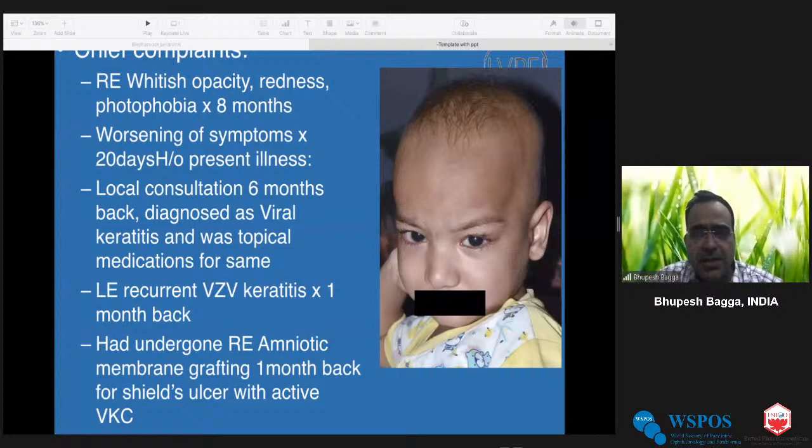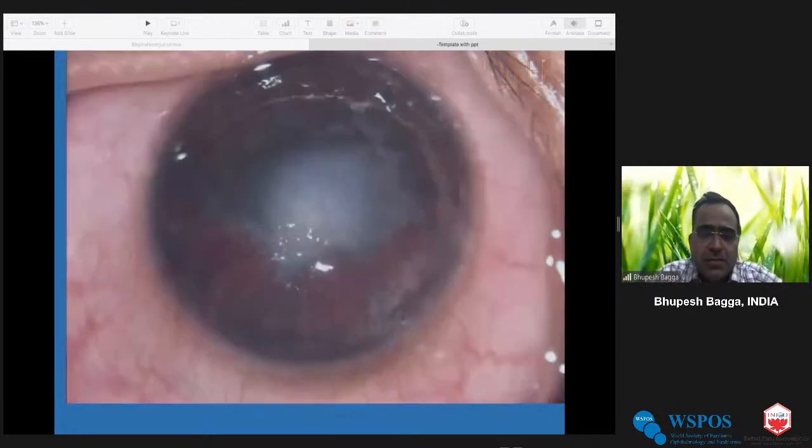So one other case is a baby of 3 years who had been treated for the right eye, with 8 months of whitish opacity, redness, and photophobia, with worsening of symptoms. It had been treated as VZV keratitis, then later as VKC, and the child underwent amniotic membrane for a non-resolving ulcer. And this was the picture of the cornea when he came to us, with plenty of a leash of vessels along with central corneal opacity.